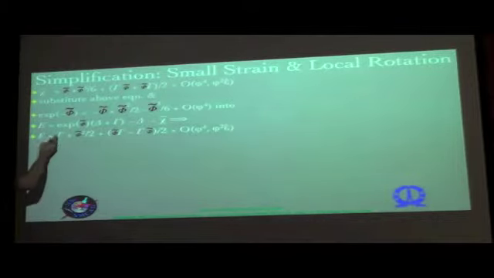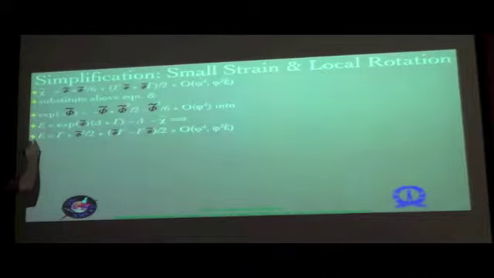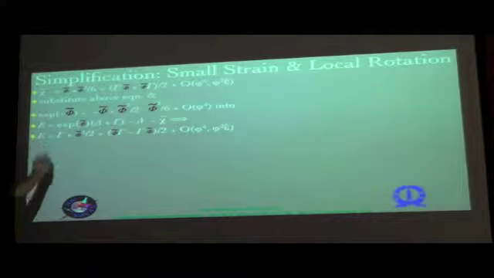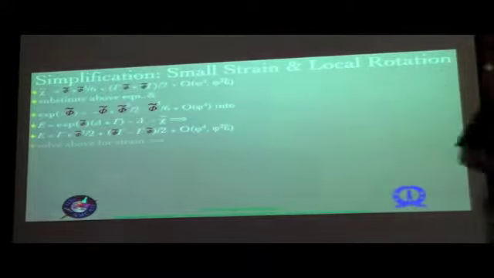In other words, you invert this relationship and say that your Jaumann-Biot-Cauchy strain tensor or strain matrix is nothing but the symmetric part of the deformation gradient tensor minus identity alone. There is no other contribution. So that is an interesting result that we get out of this.